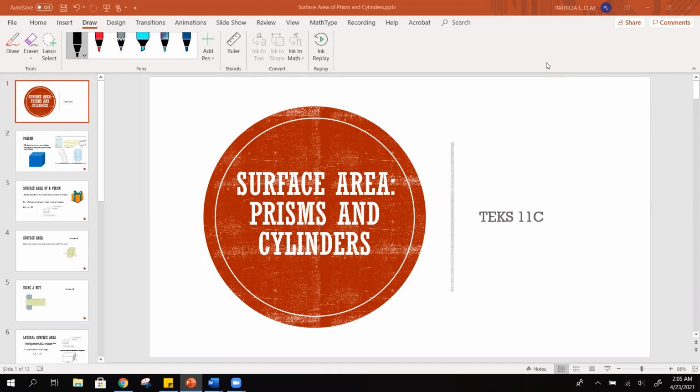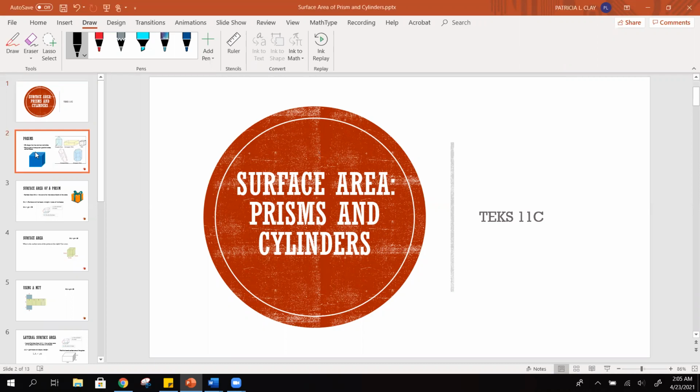Today we are starting a new unit on surface area. So as I always say, make sure you dog ear or flag your notes so that you know we're starting a new unit. So you'll be ready for your next test material as it comes up.